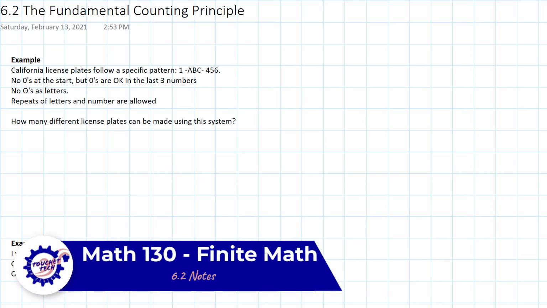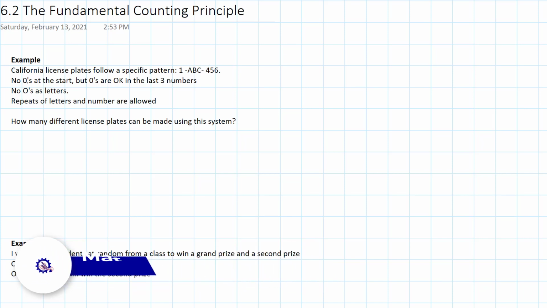All right, let's give this a try. There's an example where California license plates follow a specific pattern. They have a number, then 3 letters, then 3 numbers. So you can't have any zeros at the start, but zeros are okay in the last 3 numbers. You get no zeros as letters, and you can repeat the letters or numbers as much as you want. So how many different license plates can you do it this way?